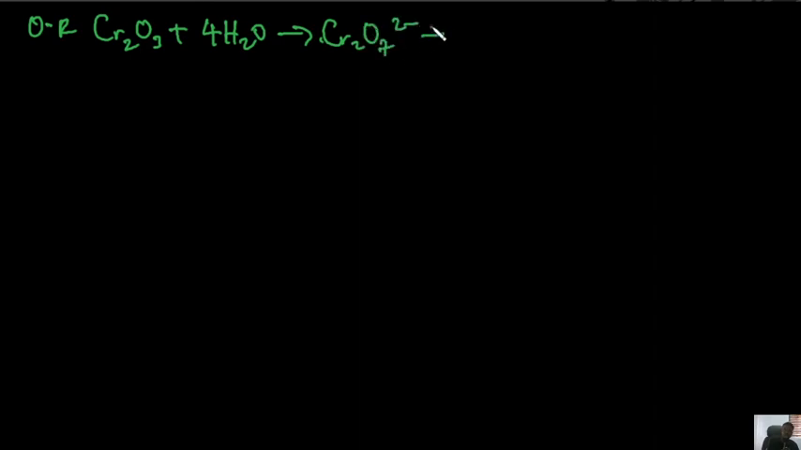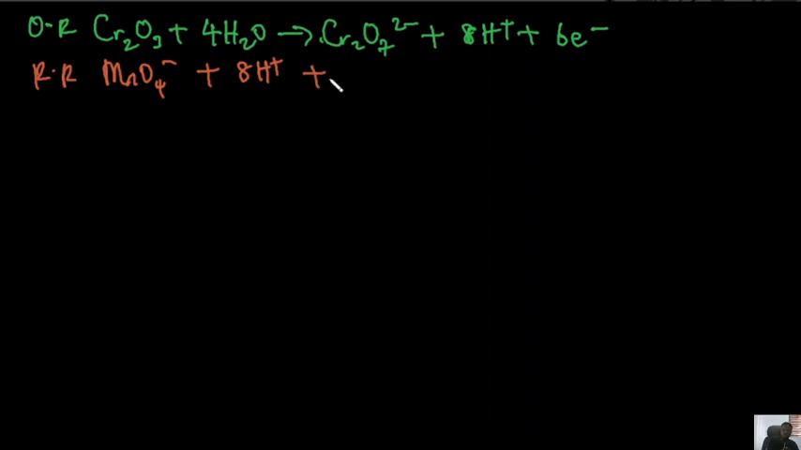So, writing the new equation, our oxidation reaction is Cr2O3 plus 4H2O reacting to give Cr2O7 2 minus plus 8H plus, and then we have our electrons to be 6e minus. Then for the reduction reaction, what we got after balancing out the charges is MnO4 minus plus 8H plus plus 5e minus reacting to give Mn2 plus plus 4H2O. Okay, so let's go and continue the rules.